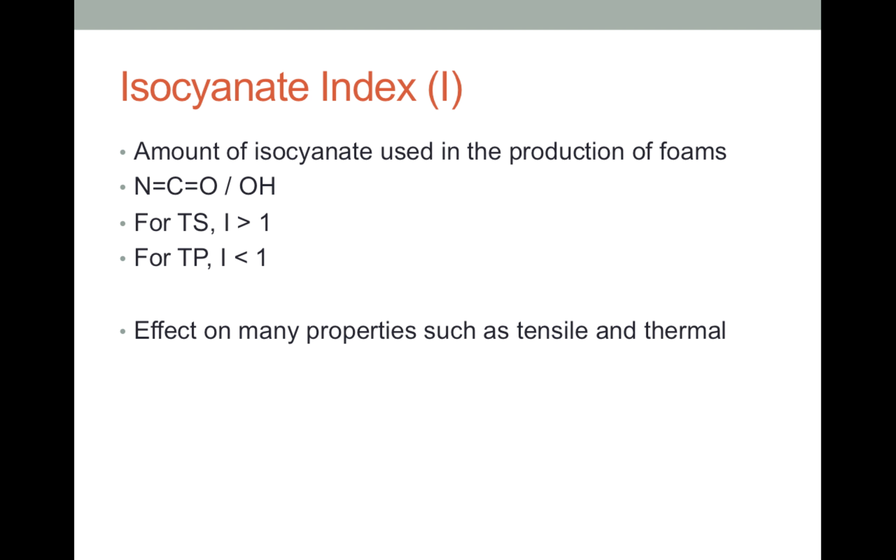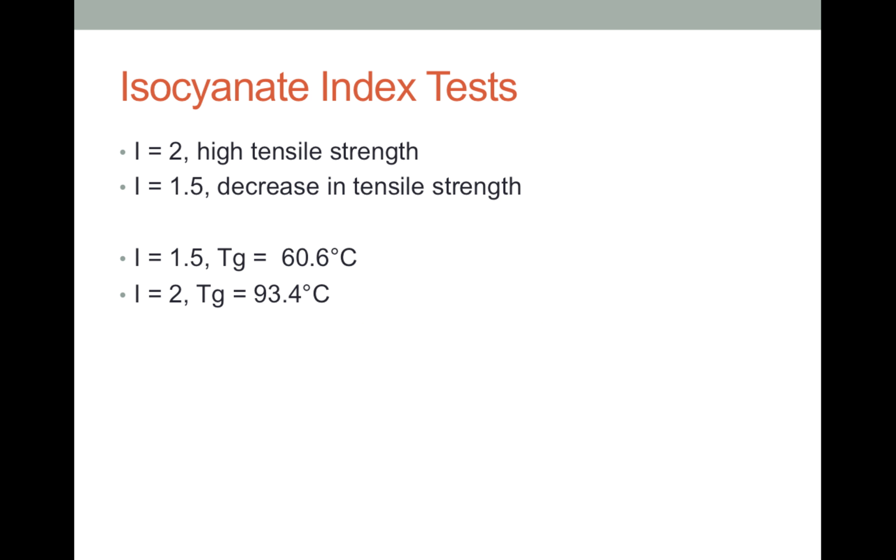The isocyanate index has an effect on many properties, some of which include tensile and thermal. An increase in the isocyanate index of a rigid polyurethane foam causes the density of the polyurethane foam, as well as the compression strength, to decrease, and also causes the glass transition temperature, dimensional stability, and thermal insulation to increase. There have been many studies done in terms of the isocyanate index.